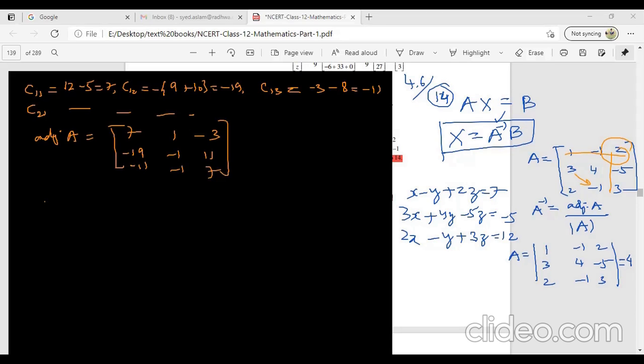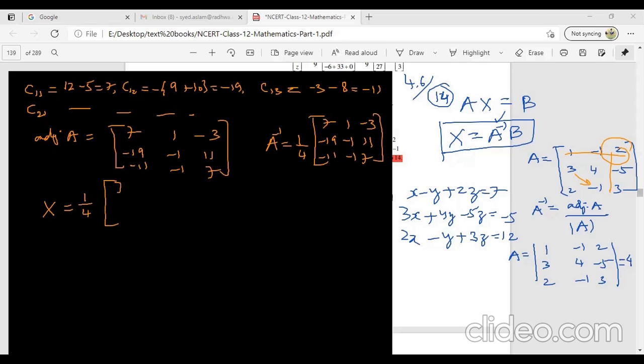Now we will substitute the value. X is equal to A inverse. A inverse means adjoint A upon determinant A. A inverse is what? Adjoint A upon determinant A. The determinant is 4, so 1 by 4 into this adjoint: 7, 1, minus 3, minus 19, minus 1, 11, minus 11, minus 1 and 7. Okay, so this is A inverse.